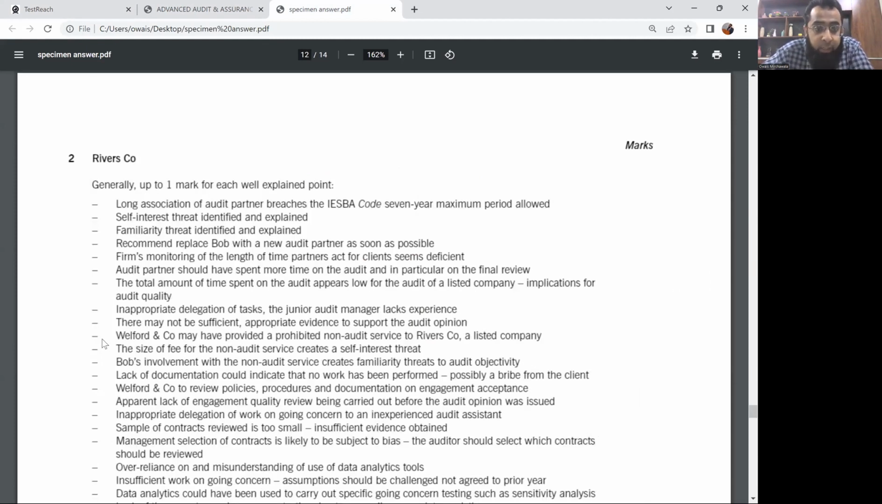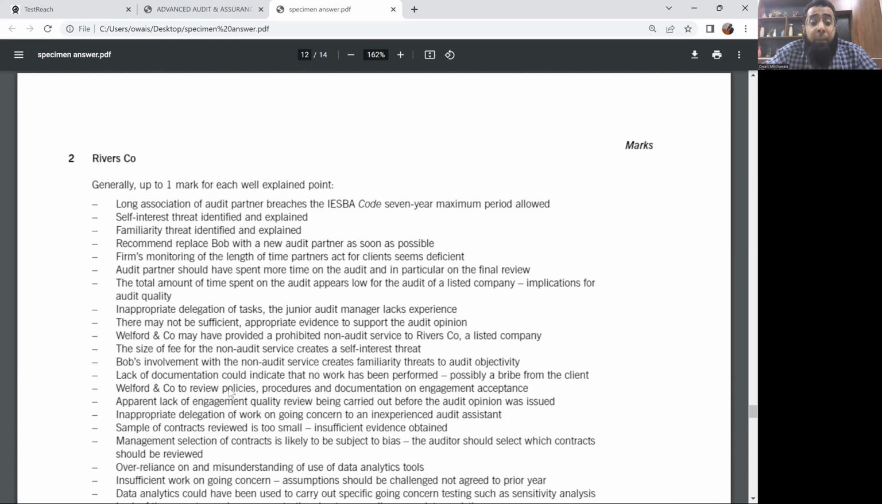Now, yes, we'll start from here. Reverse company may have been prohibited non-audit service, as it is a listed company. In case of a listed company, we cannot provide non-audit services. The size of the audit fees creates self-interest threat. Bob's involvement with non-audit service creates familiarity threat to objectivity. Lack of documentation could indicate that no work has been performed, possibly a bribe from the client, that's why documentation is missing. It creates concern on integrity of the client.